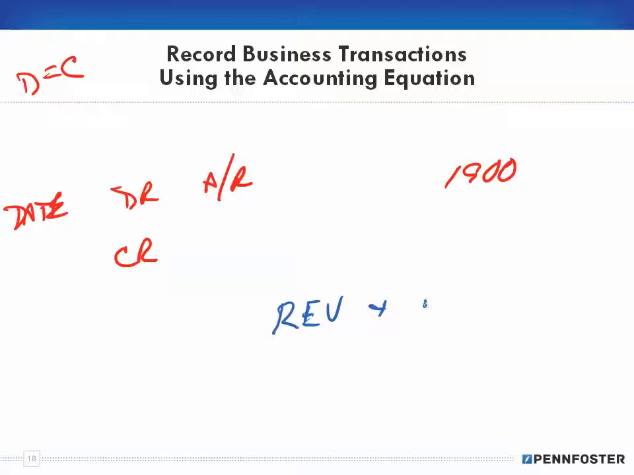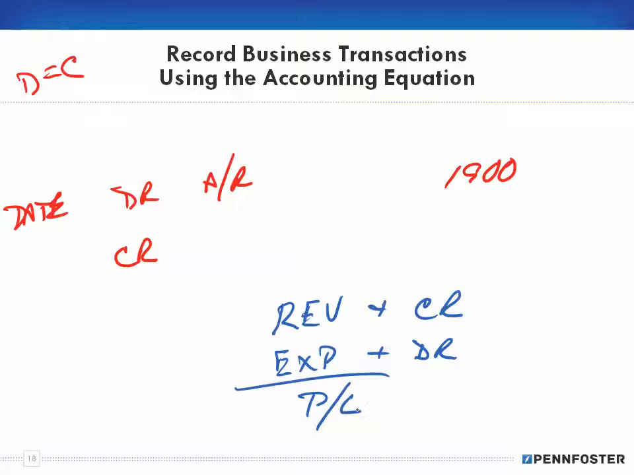We increase our revenues on the credit side, and we increase our expenses on the debit side. That's what gives us our profit or loss. Our profit is going to be a credit because our credits are greater than our debits, and our loss is going to be a debit if our debits are greater than our credits.